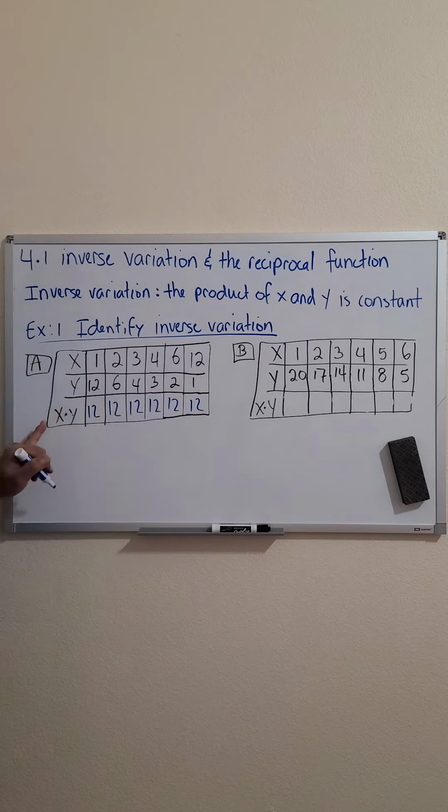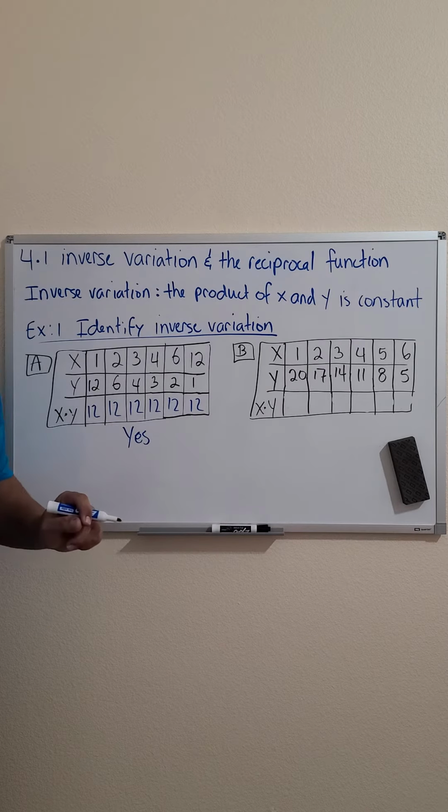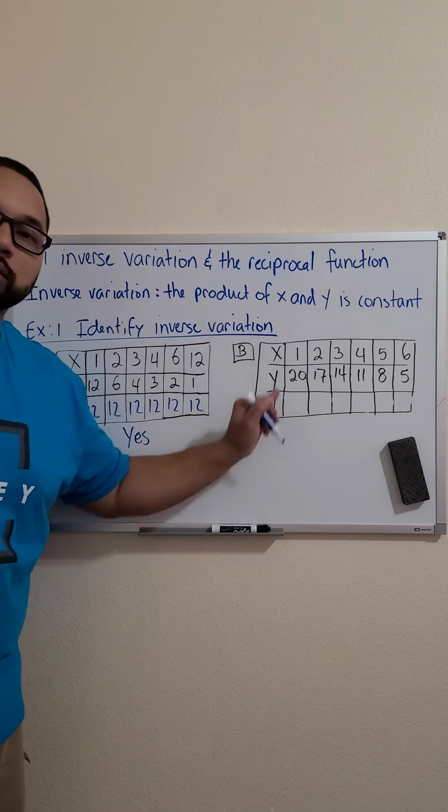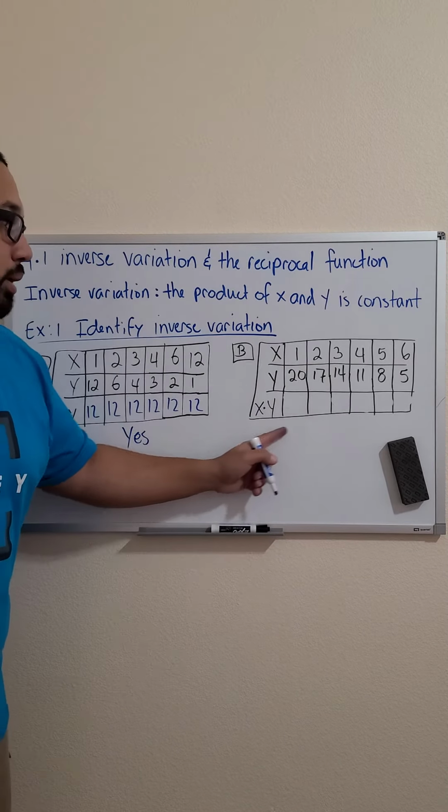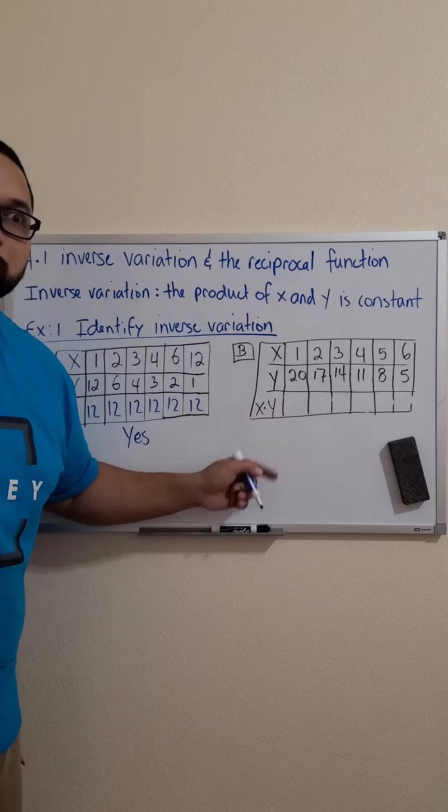Now, because the product of x and y remain constant throughout this entire table, we can say, yes, this table really is an inverse variation. Okay? Let's try the second one out. Same thing. We're going to multiply all of our x and y values to see if the product remains the same throughout the entire table, or remains constant.